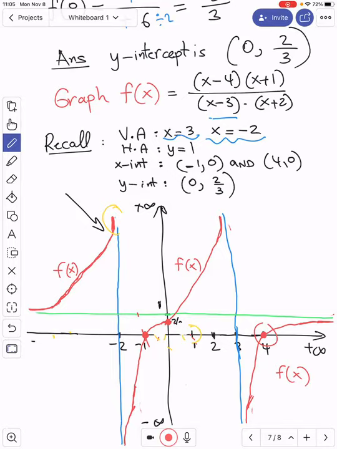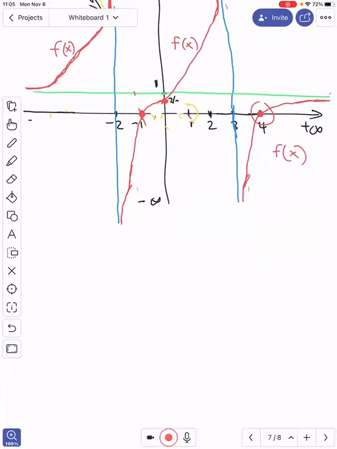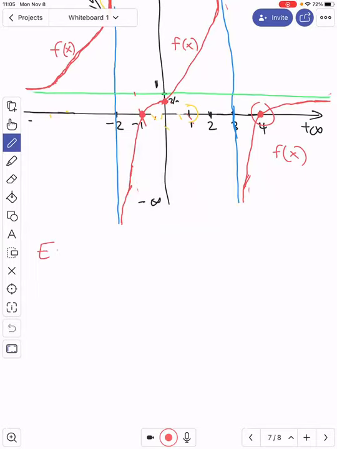Is there any question, guys? Of course, this is the first example. It's kind of scary, but we're going to do more examples, of course. So I'm going to do another example, and then I'll give you a couple of rational functions to graph. All right. So let's say this is our first example. So let's do another example. Example number 2.